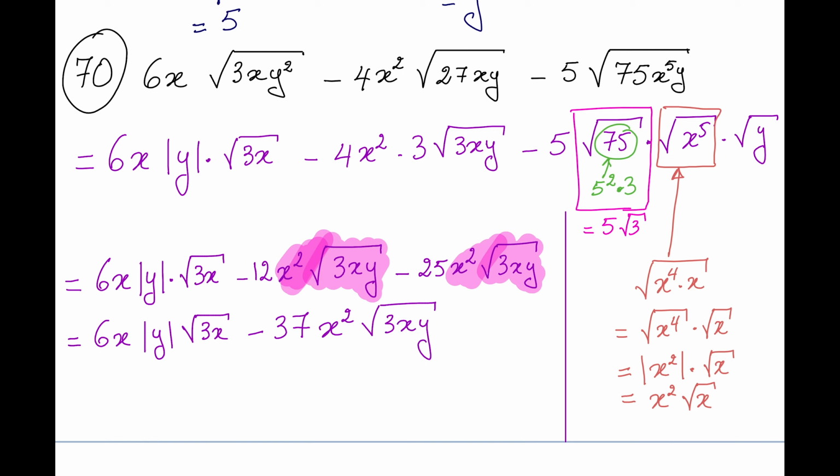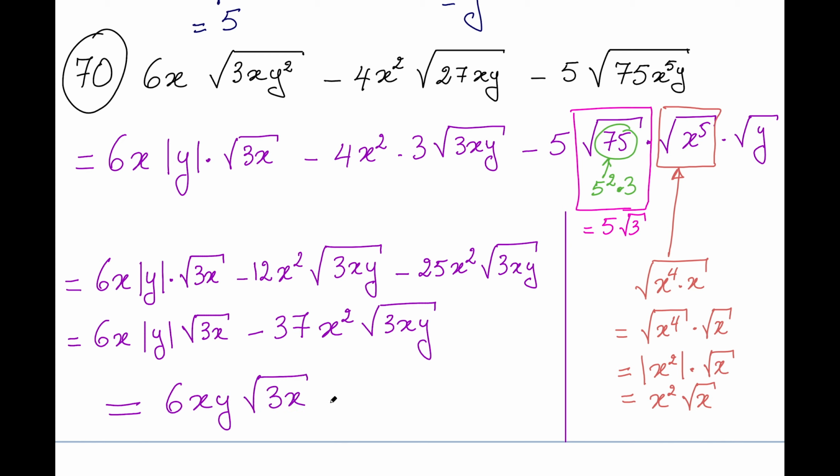Agree with me? Okay, let me just erase all of these. And that's it. Probably one last step. We know, as we mentioned before, that all of the variables given in this section are positive. So this is what they said. So absolute value of y is y. So let's write that. So 6xy square root of 3x minus 37x squared square root of 3xy.